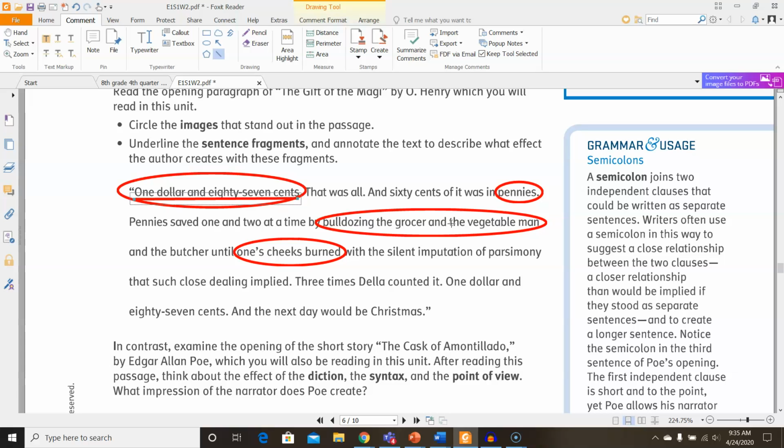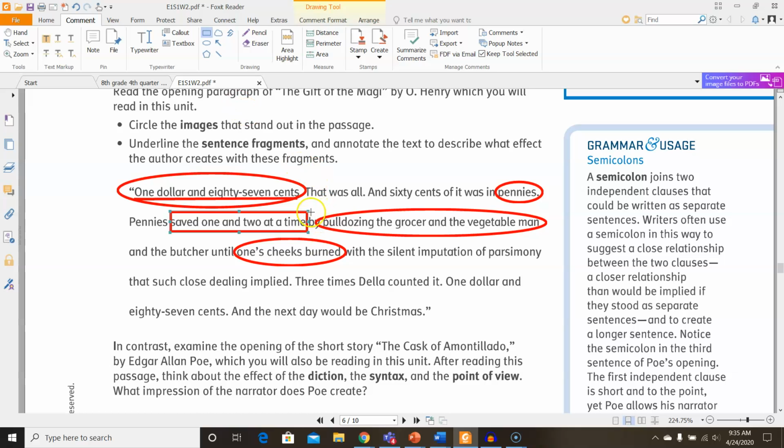Isn't that crazy? The reason it's a fragment is because it's referring to the pennies, but it doesn't tell us what the pennies do. It only tells us the modifiers explaining how she got the pennies, but the pennies are still the subject. I'm gonna put a square around the modifiers just so you can see what I'm talking about. "Saved one and two at a time" describes the pennies. That's how she collected them.